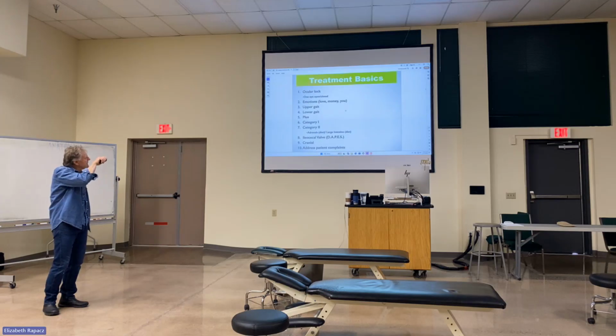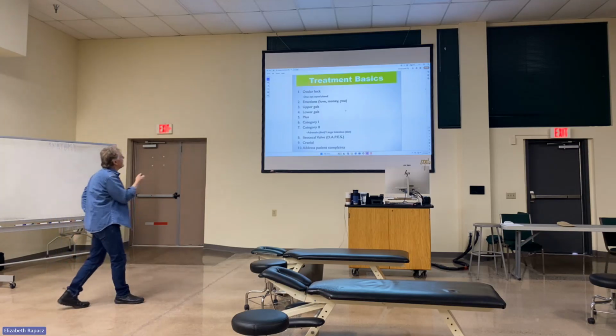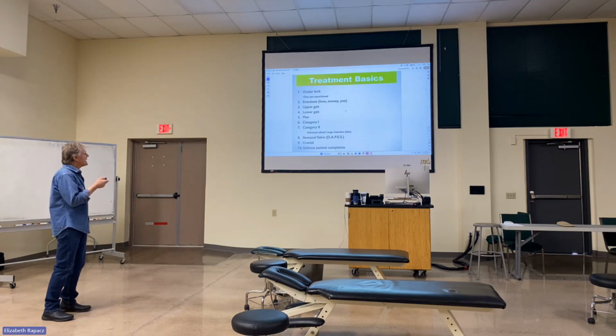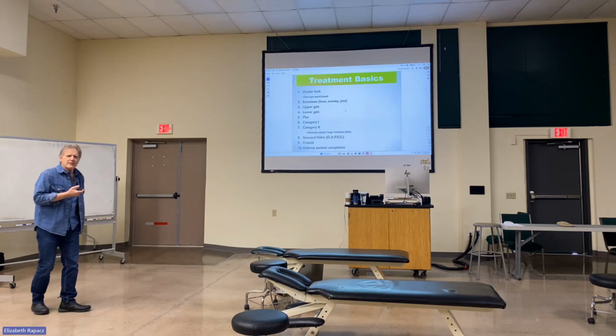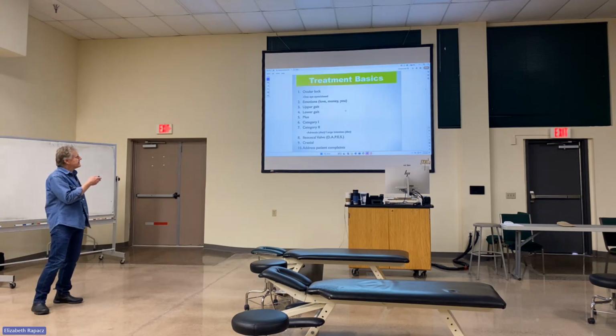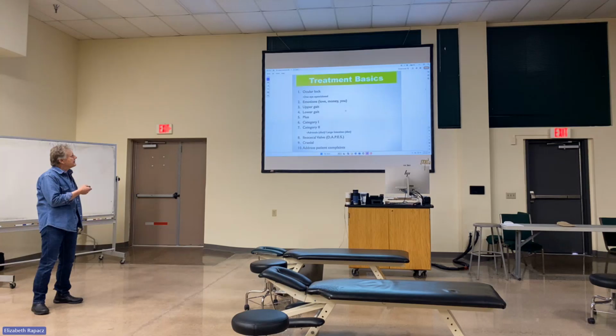Anyway, the top there, ocular lock, we learned last session. You can screen for emotions. There's a whole host of different things like that. Screen for gait. A lot of times you have to do posture and then go right into gait while they're standing. Plus, Cat 1, Cat 2, screen for all that.